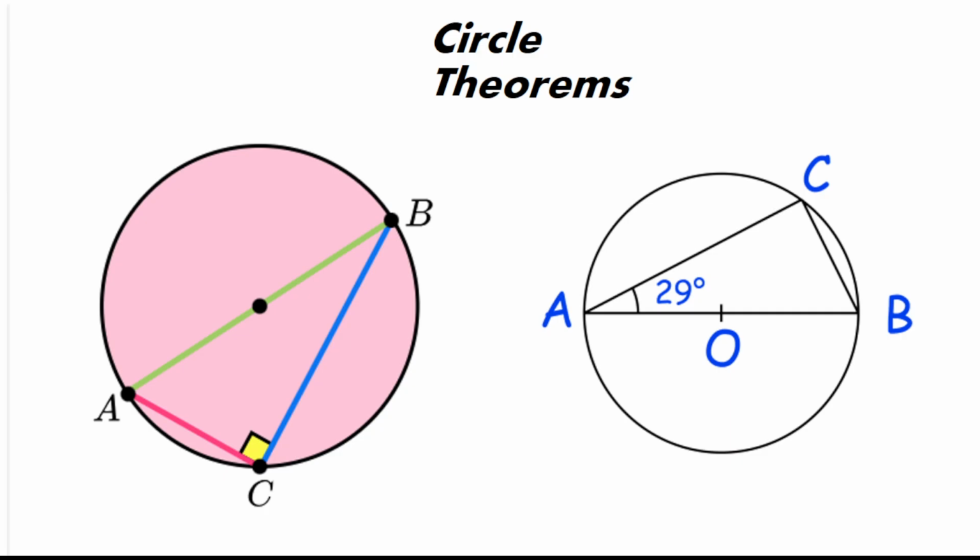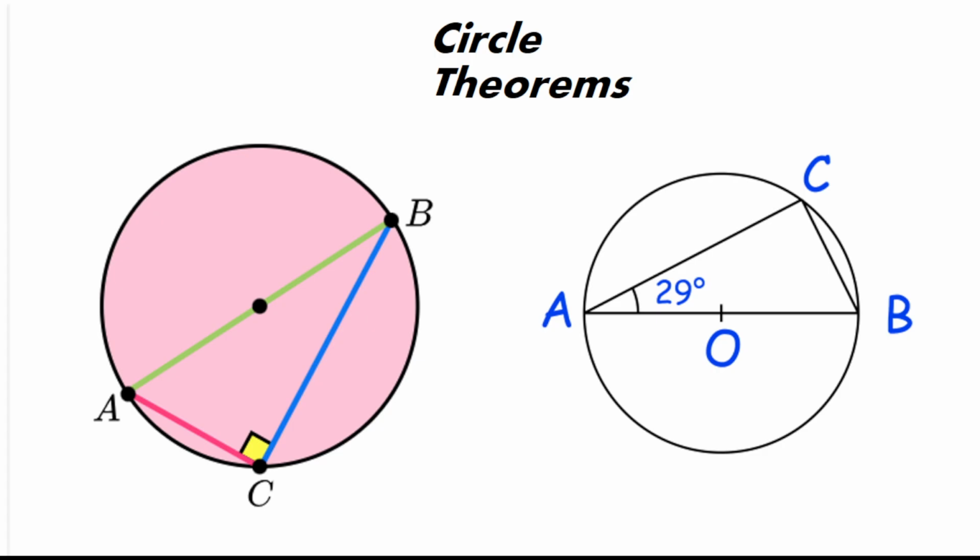So the first one here to the left is: the angle on the circumference is always a right angle. So this angle down here is 90 degrees if it's made on a diameter of the circle. So this is the first theorem. You should always know the angle on the circumference is 90 degrees on a semicircle.